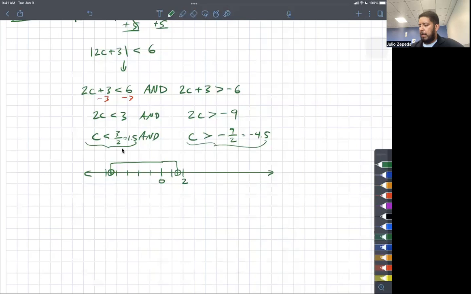Okay. The interval notation is going to be from negative 4.5. And I made a little mistake there. We need a round parenthesis instead of a square bracket. And then we go up to 1.5, again with the round parenthesis.